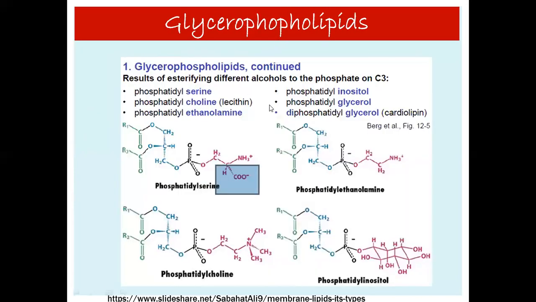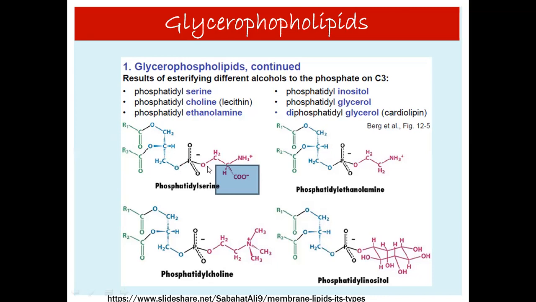Next, we'll see the glycerophospholipids. It actually forms from the result of esterifying different alcohols to the phosphate on C3. Here you can see glycerol carbon 1, carbon 2, carbon 3. Carbon 1 and carbon 2 are attached with two different fatty acids, but carbon 3 here is attached with the phosphate group.